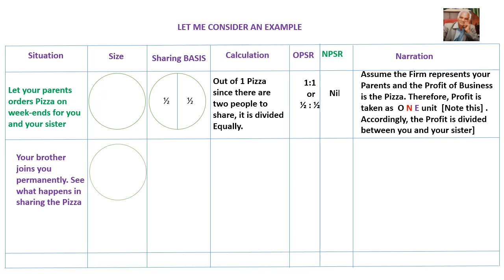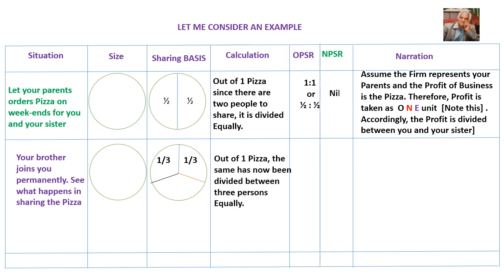The second one is, let your brother join you permanently after his graduation. See what happens in sharing the pizza. Size is same. Look at the sharing basis: one third, one third, one third. Out of one pizza, the same has now been divided between three persons equally.